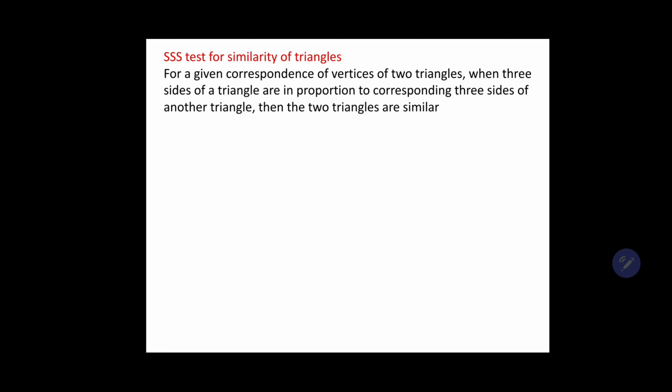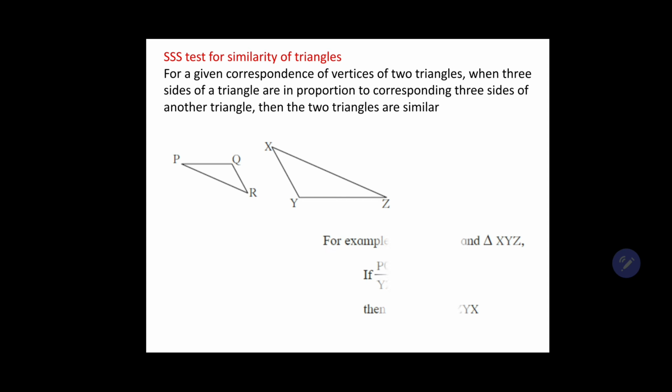Now the next test of similarity is the SSS test. As the name suggests, this test involves only sides. For a given correspondence of vertices of two triangles, when three sides of a triangle are in proportion to the corresponding three sides of another triangle, then the two triangles are similar. Again, let us consider the diagram, triangle PQR and triangle XYZ.